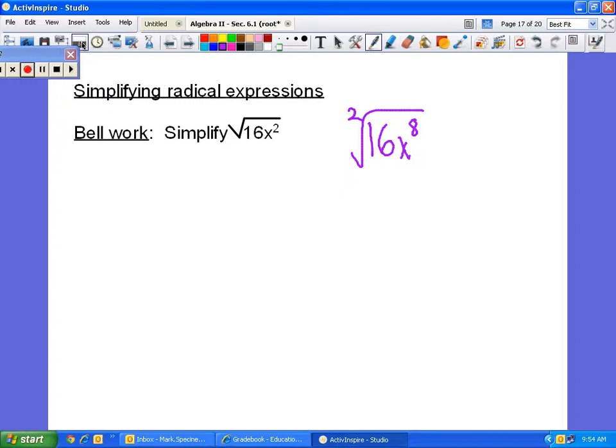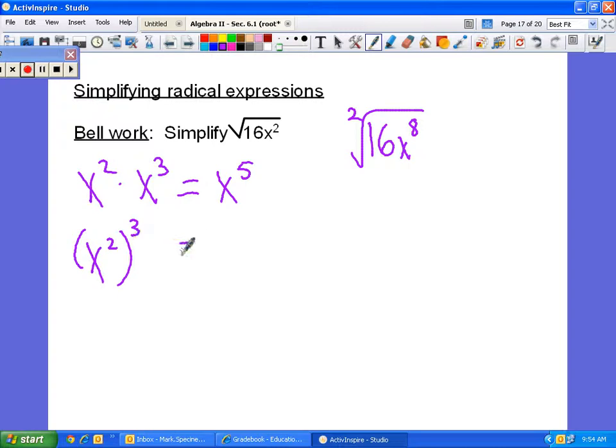Let's take a quick trip down memory lane and go back over how to deal with exponents. So if I am multiplying two numbers together that have exponents, what do I do to the exponents? You add them. So x to the second power times x to the third power is x to the fifth power. But if I take an exponent and I raise it to another power, what is x to the second taken to the third power?